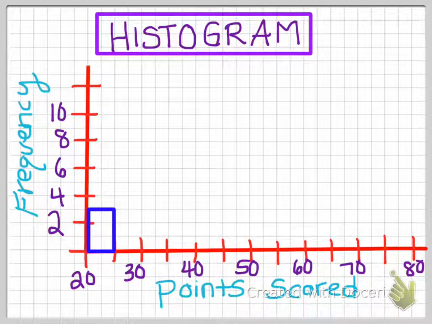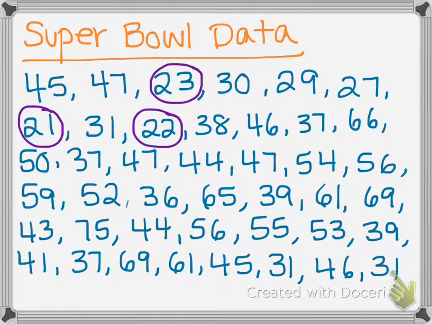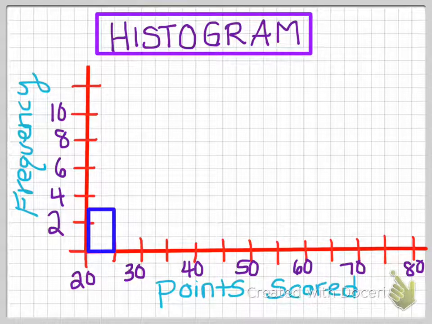All right, now let's look from 25 to 30. How many are there? Okay, so 25 to 30. Oh, there they are. They're right next to each other. So we have 2. So on my histogram, we're going to create a bar to 2.